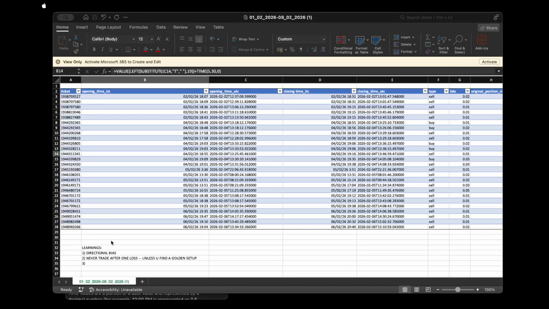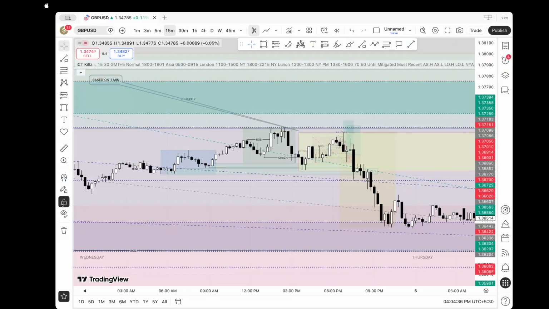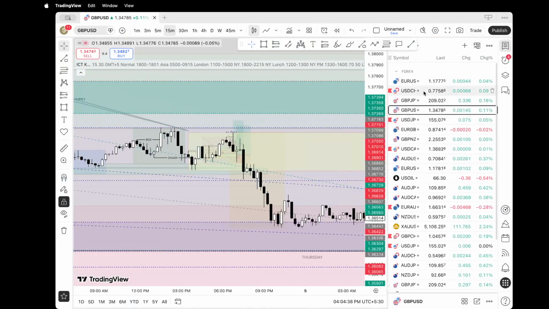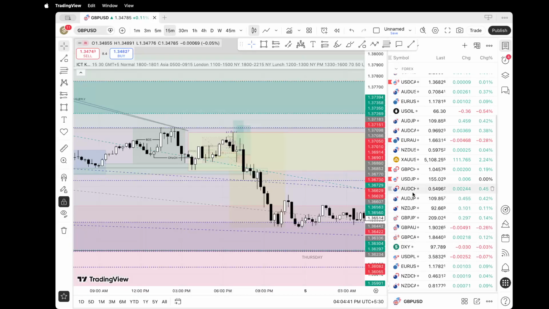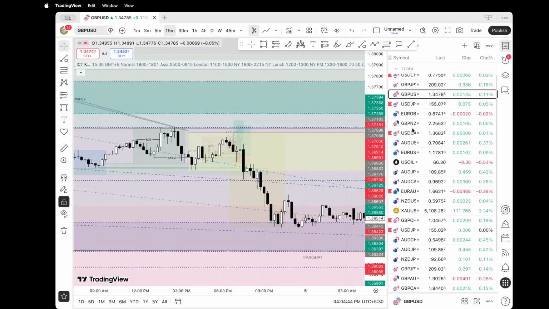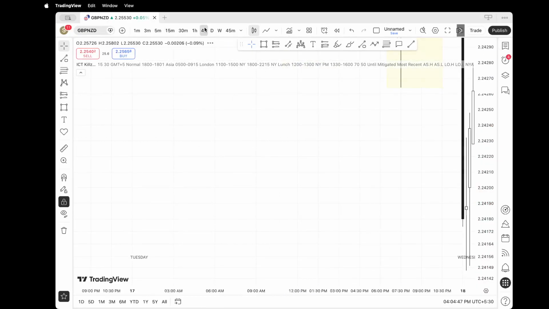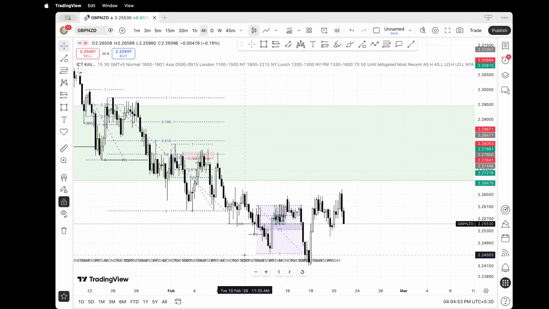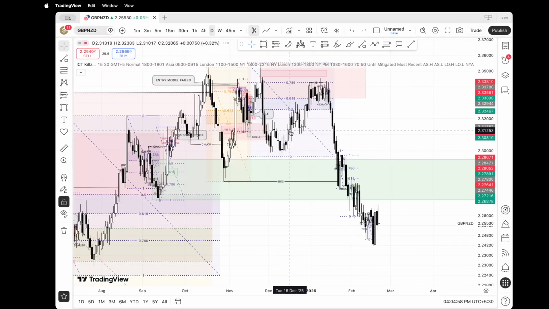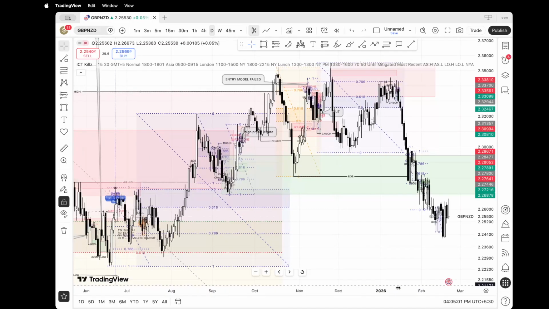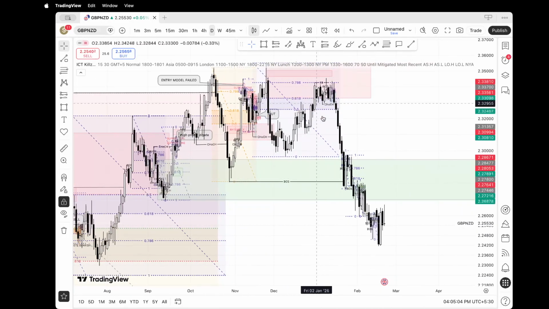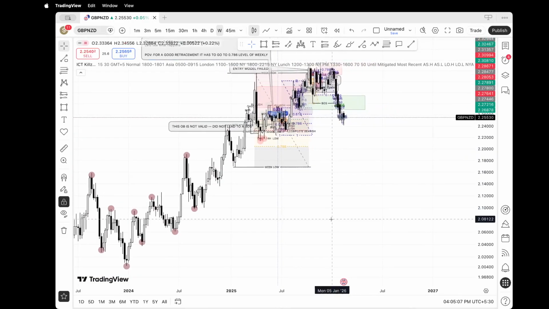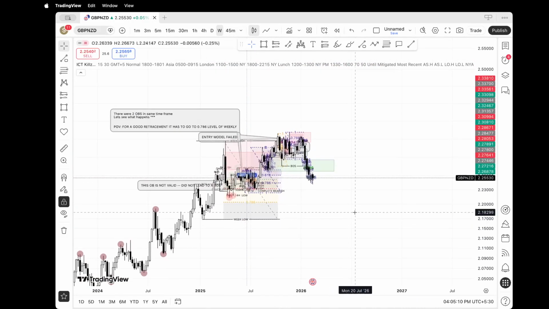So let's jump to TradingView. GBP NZD, here you go. 4 hour, 4th of February. This was the trade. Okay. So the bigger time frame tells us that it is properly bearish. Even the weekly time frame says it's bullish, but yeah, it can retrace now.